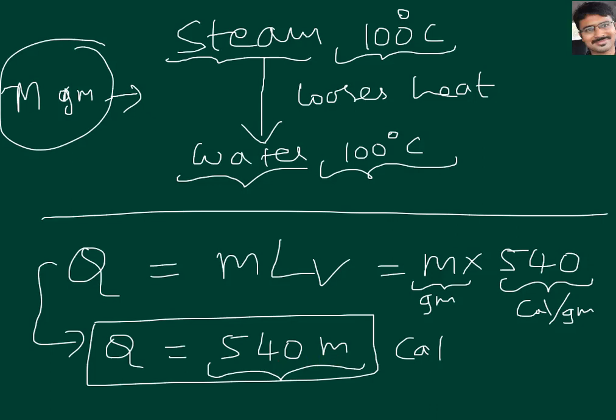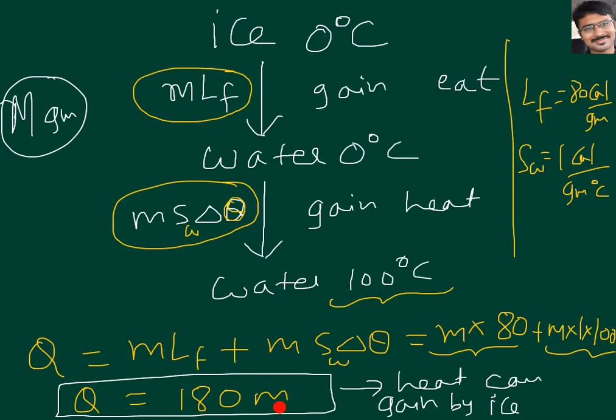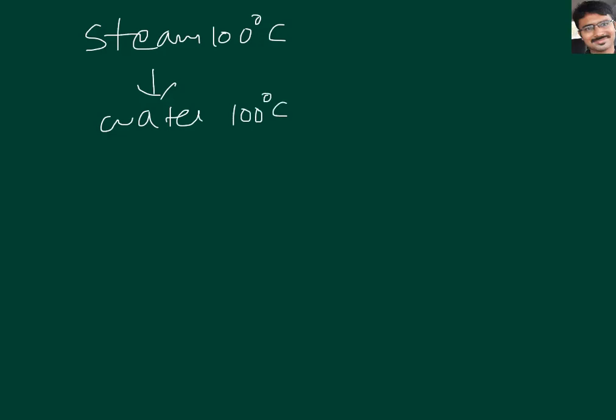If 180 m is there, we can reach the steam condition, which means we don't require 540, right? So what I did here, I just highlighted in one step: steam at 100 degrees centigrade to water at 100 degrees centigrade. What happened means I got a heat energy of 540 m here.